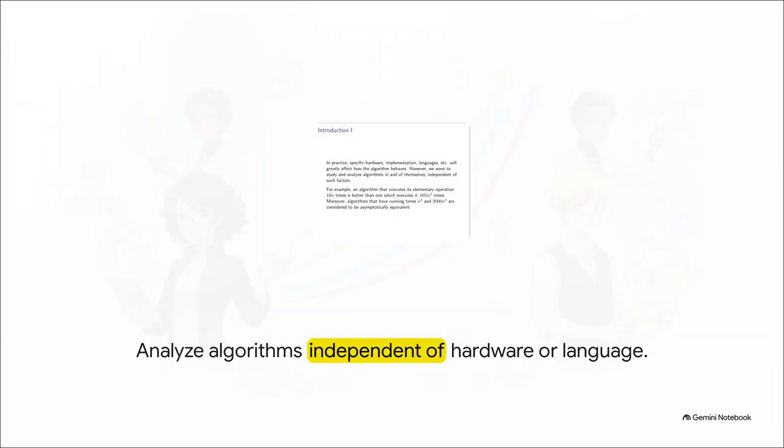What's really fascinating here is that to get a true measure, we absolutely have to abstract away all those machine-specific constants and implementation details. In the real world, sure, specific hardware or coding languages will heavily dictate how an algorithm behaves. But pure asymptotic analysis lets us focus entirely on the fundamental trends. It allows us to see that an algorithm running in n² time and one running in 2000 n² time are actually, mathematically speaking, asymptotically equivalent. We're studying the algorithm in and of itself.